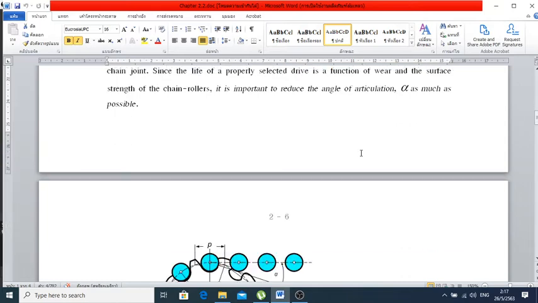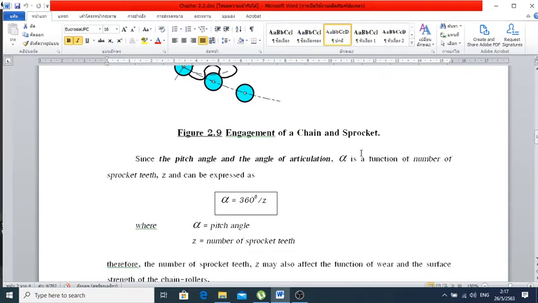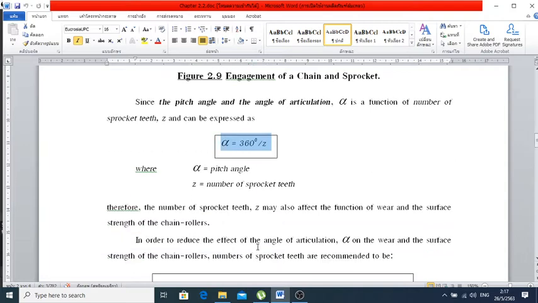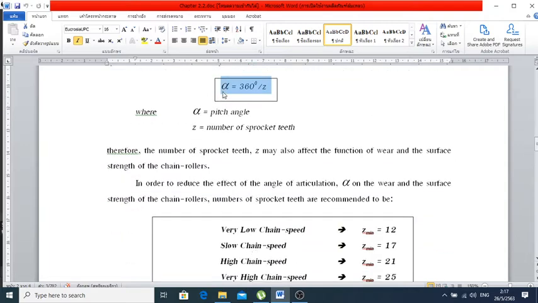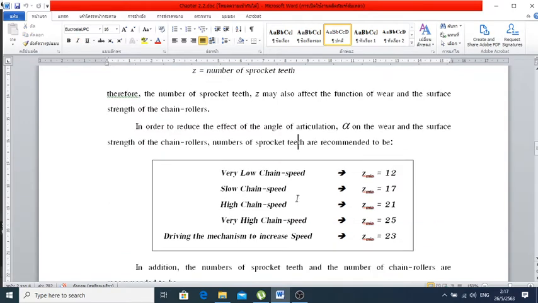The term alpha here is going to be very important in terms of wear and tear. Alpha has some relationship with the number of teeth of the sprocket itself, so in order to talk about alpha, we rather talk about Z. Under the experiment, under the study, it was found that for very low chain speed, the Z minimum is recommended to be 12. It means if you're going to design for low chain speed, you have to make a selection of the pinion not to be less than 12.